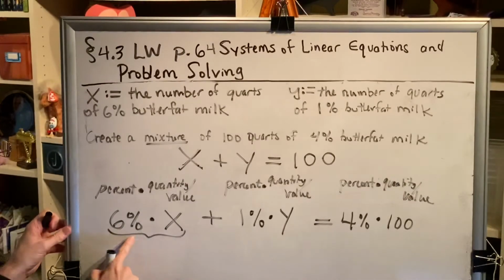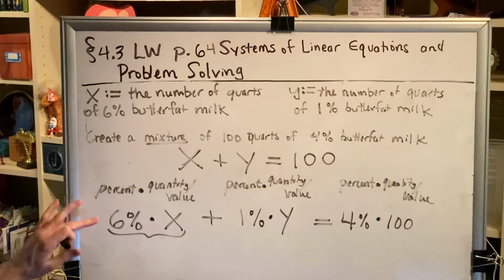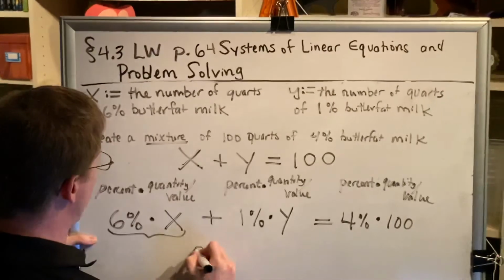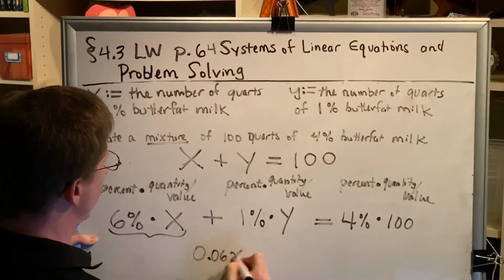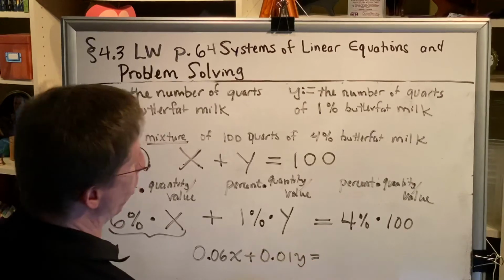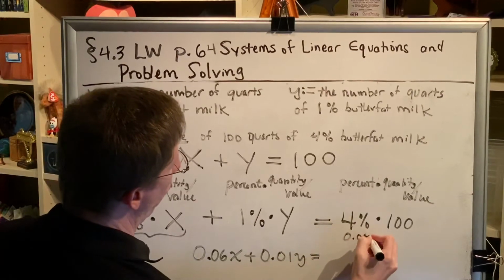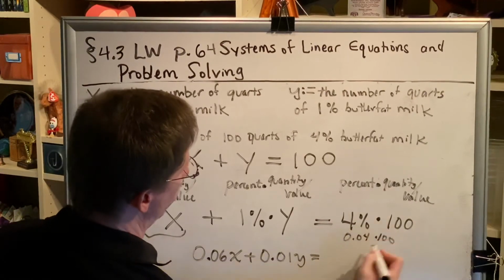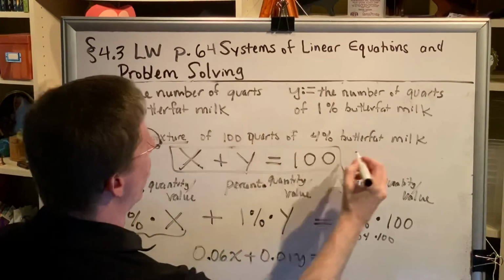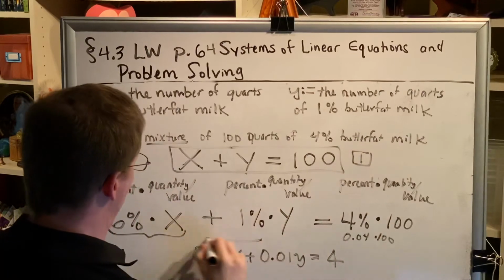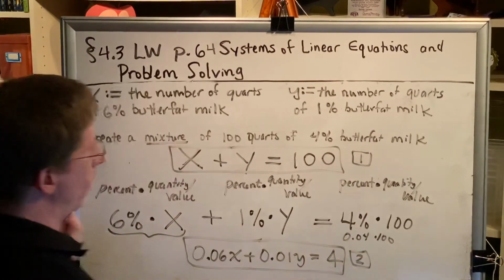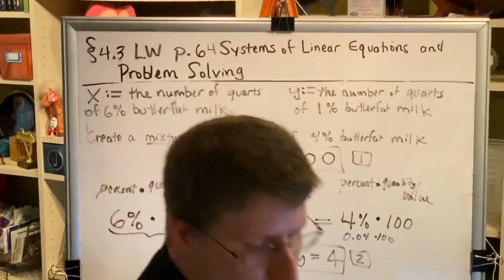Now, if you're not happy with the percent symbol as being part of this particular equation, you can convert all of your percents to a decimal. So you get 0.06x plus 0.01y equals 0.04 times 100, which is just the number 4. So this is equation number 1 in your system, and this is equation number 2 in your system. And that is step 2 for the butterfat milk problem.